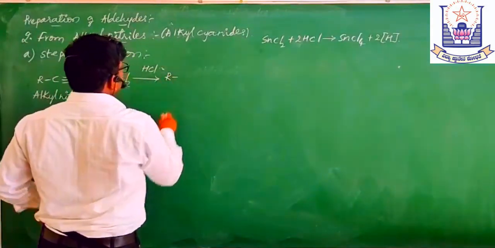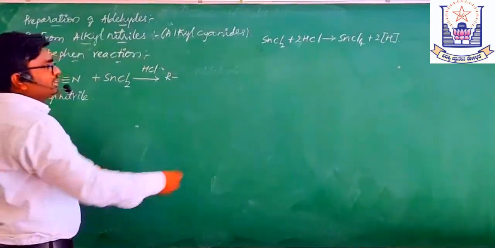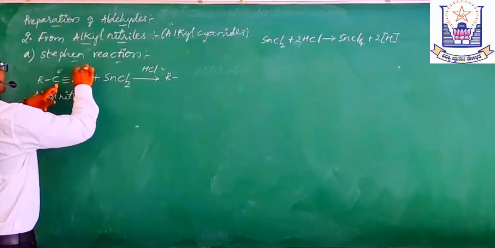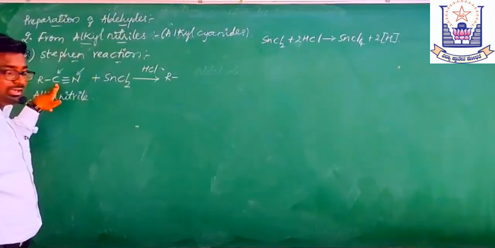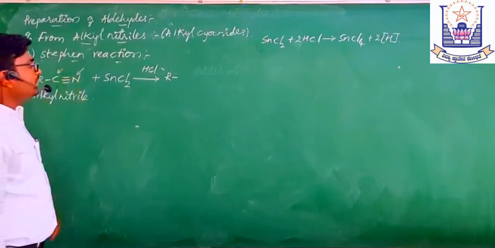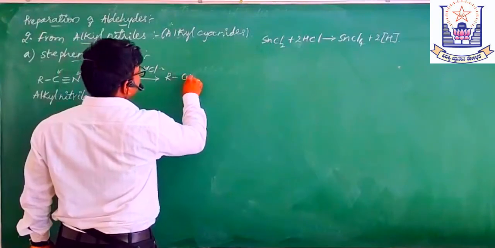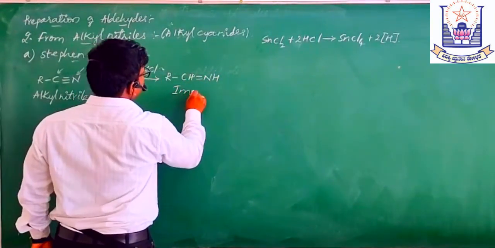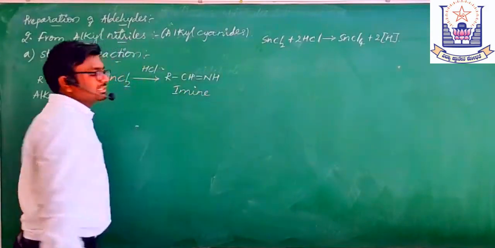Here you got the two hydrogens. Now one hydrogen will attack this carbon, another hydrogen will attack this nitrogen. So during the addition reaction, the triple bond will be converted into a double bond. So you will get RCH double bond NH. This is called an imine.